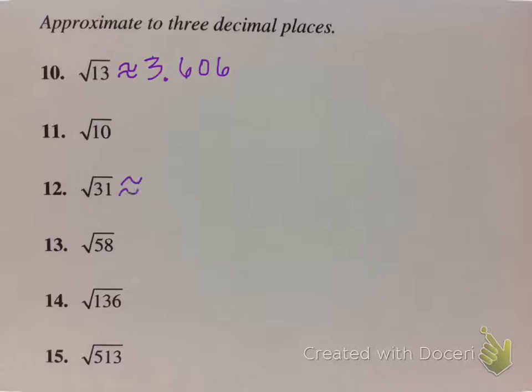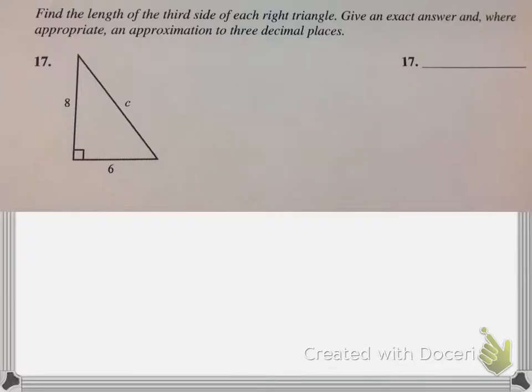So the square root of 31, and I can guesstimate, I know it's going to be between 5 and 6, because the square root of 25 and the square root of 36, 25 and 36 are my perfect squares. 31 falls in between that, so I know it has to be between 5 and 6, and it's 5.568 and so on. So you can just use the square root key in your calculator to find that.